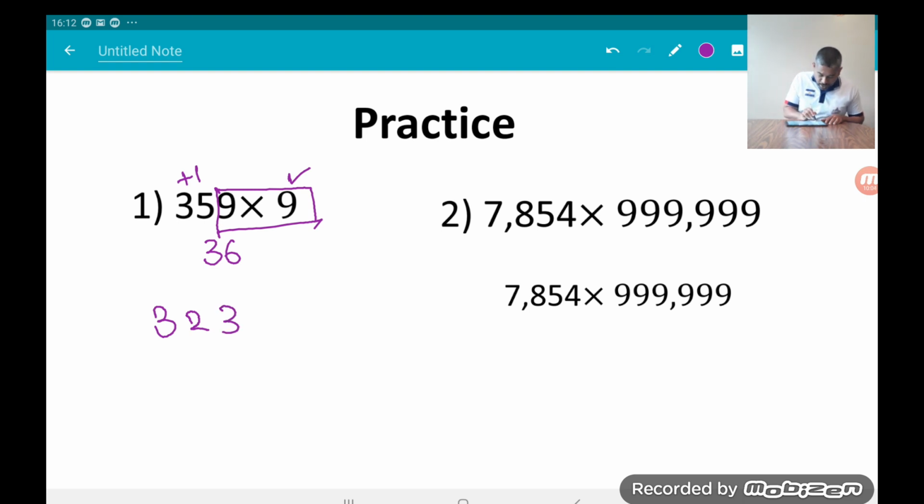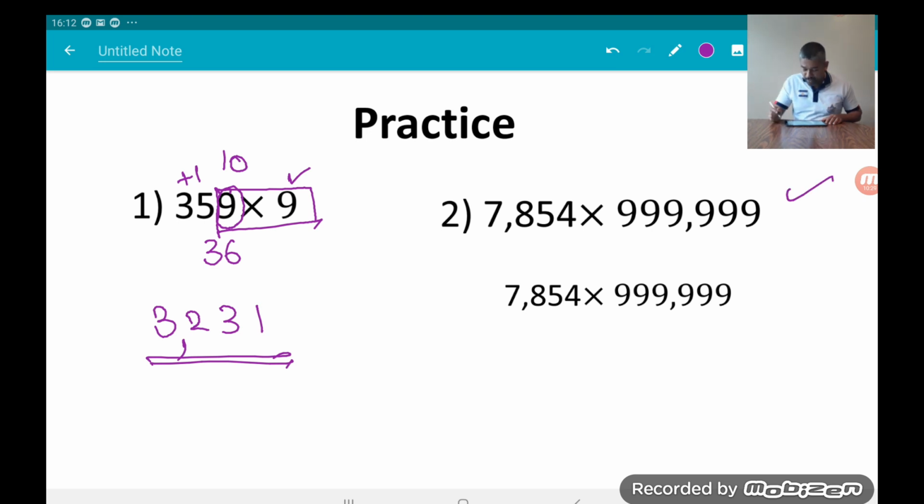Now you have to look inside the box. Okay, if there is only 1 digit, we have to subtract from 10. So that's 10 minus 9. What is 10 minus 9? 1. We got the answer 3,231. Now let's look at the second problem.